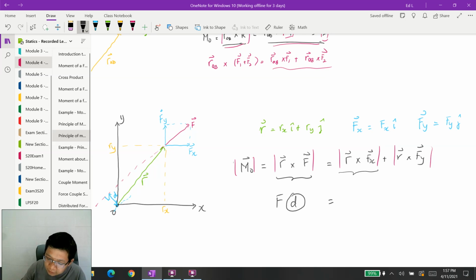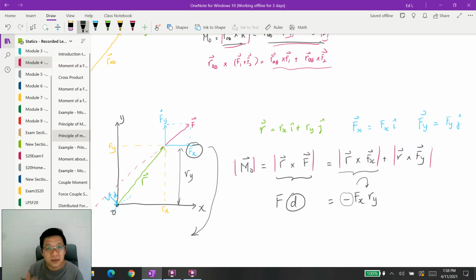Calculating this cross product, and concentrating on the magnitude, we are going to obtain negative Fx times ry. Note that you take that force going to the right, and the perpendicular distance is ry, which gives you a clockwise moment. Based on the scalar formulation, that has a negative sign.